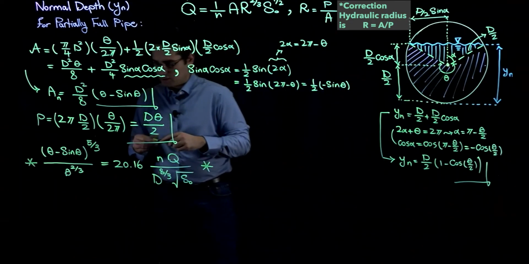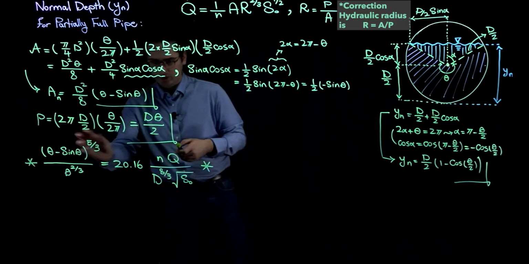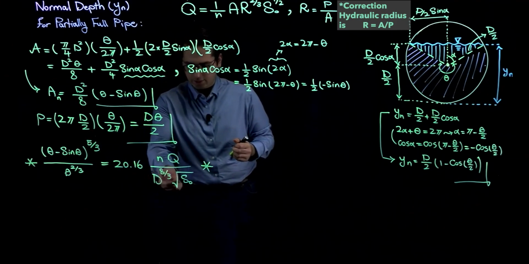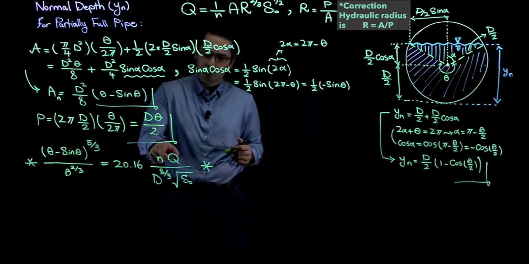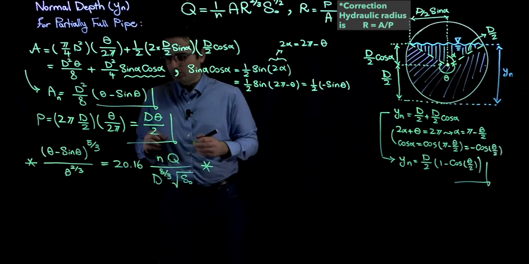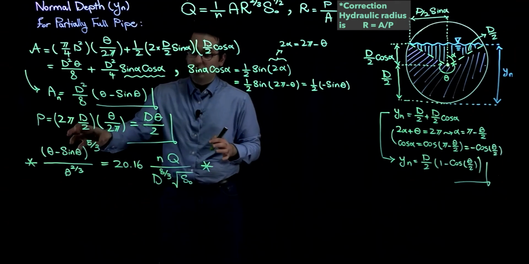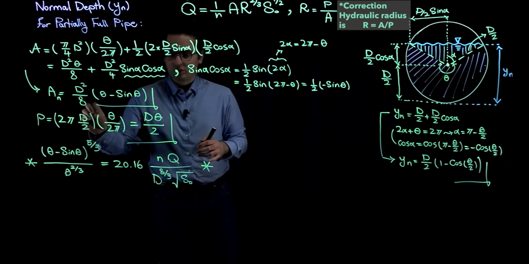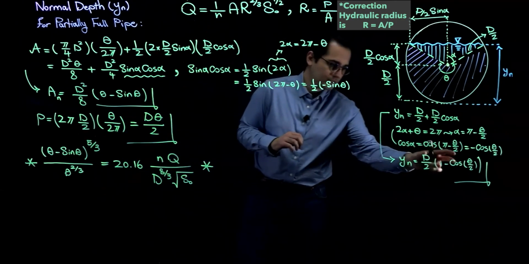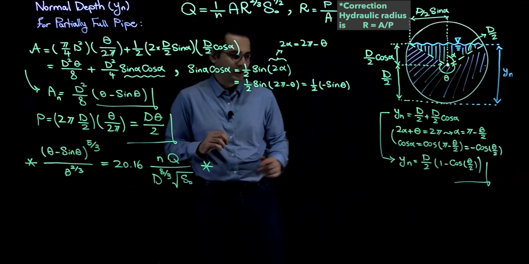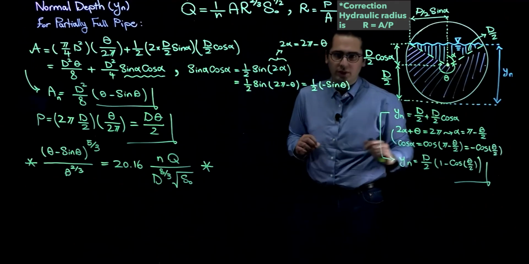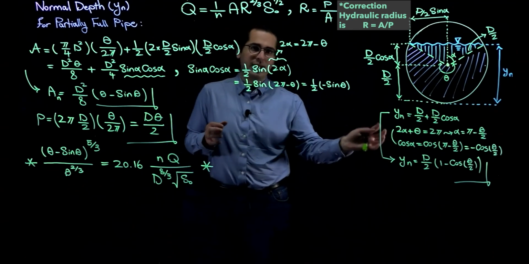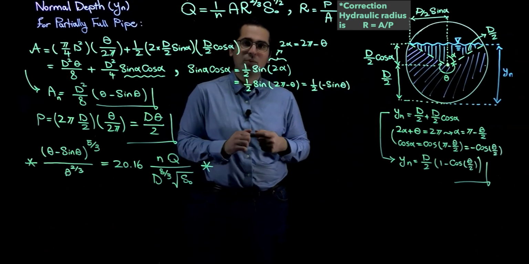Now, take a look at this equation. We have theta on one side and Q on another side. Normally, we do have the diameter, the slope, the Manning roughness, and also the Q. So the only value that we don't have in this equation is theta. Theta can be found numerically, and then once you have theta, you will put it in this equation to be able to find yn, which is your normal depth. This is the theory of finding normal depth, or yn, for a circular pipe that is partially full.